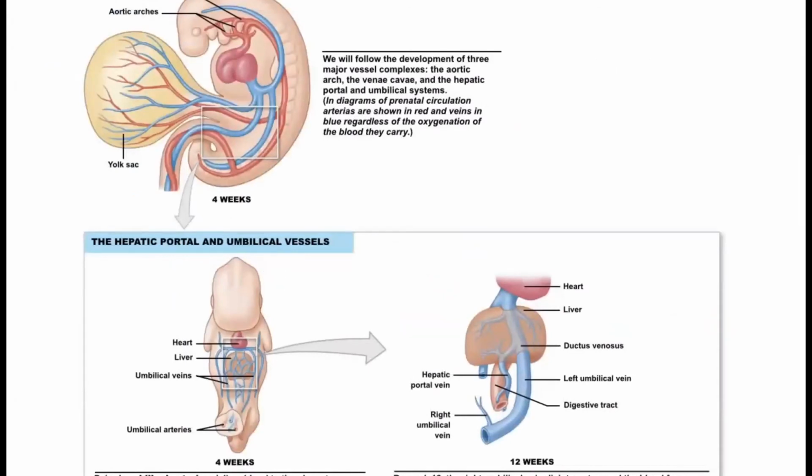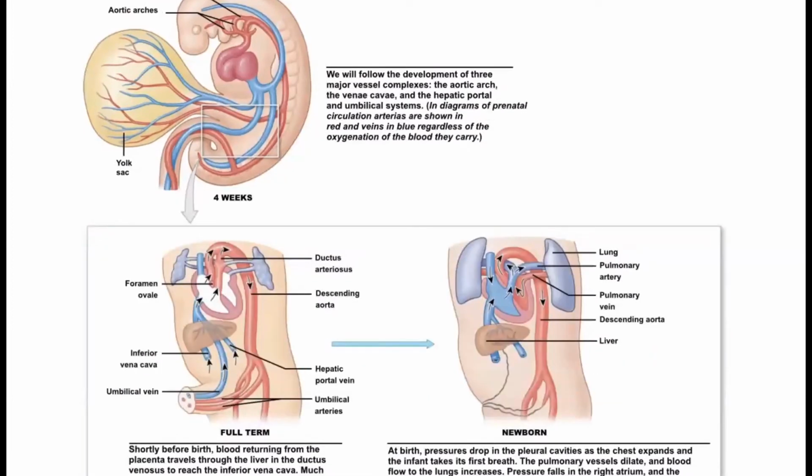Again, you see that digestive tract, you see the hepatic portal vein developing, and the ductus venosus, heart, and then your liver. Same thing. Here are your umbilical veins. You have two umbilical arteries and the umbilical vein. That's backwards. That's at full term, when they switch back over.